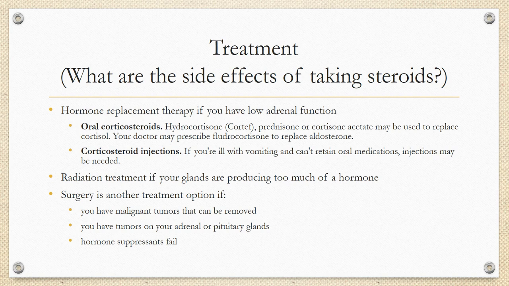They may also do injections. If the patient is ill with vomiting and can't retain oral medications, injections might actually be what's needed. If the glands are producing too much of a hormone, they may do radiation treatment. If there are tumors involved, or if there's some sort of disease process that can't be corrected with medication or radiation, they may actually do surgery. Specifically malignant tumors, tumors on the adrenal and pituitary glands, and then if all else fails, with hormones that aren't working, they might have to do something else.